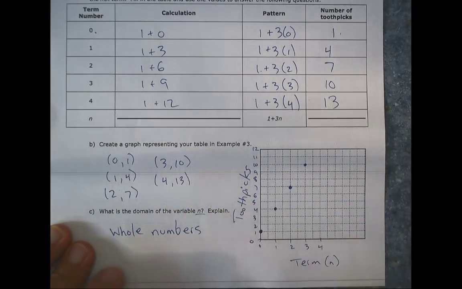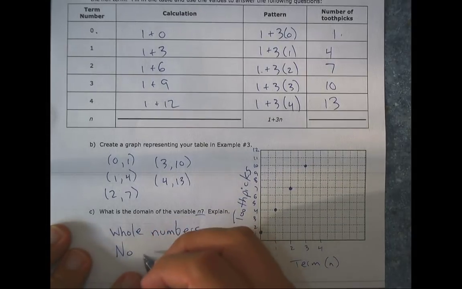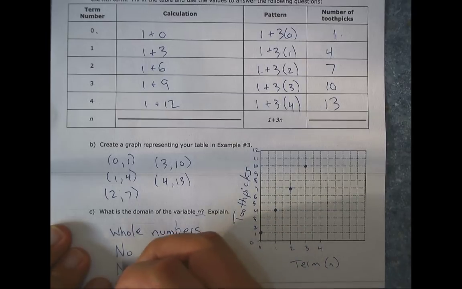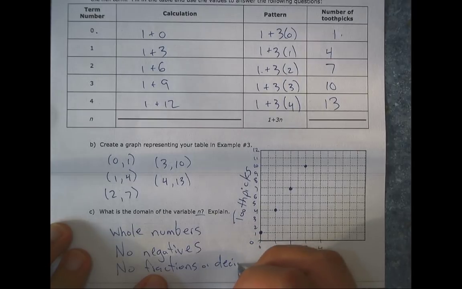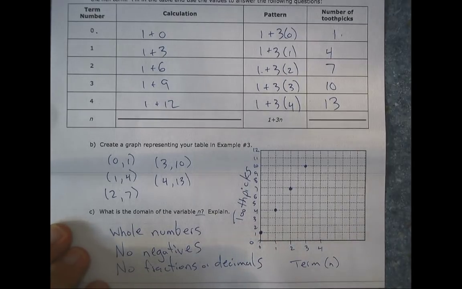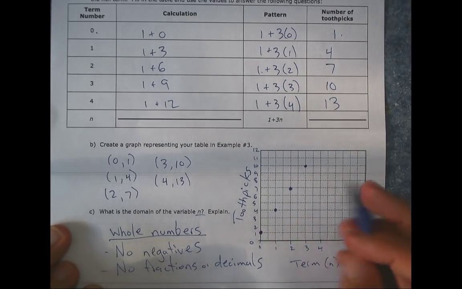And again, it says explain. No negatives, no fractions or decimals. That's why we chose whole numbers. So I'm always going to ask you to explain why you chose the set that you chose. So you need to be able to back it up. You can't just guess. Why whole numbers? Because there can't be negatives with our terms and there can't be fractions.